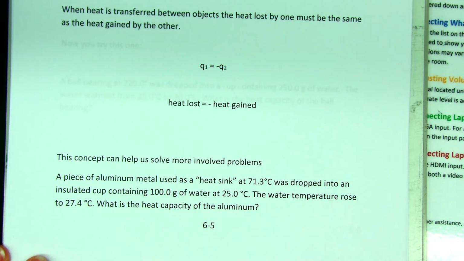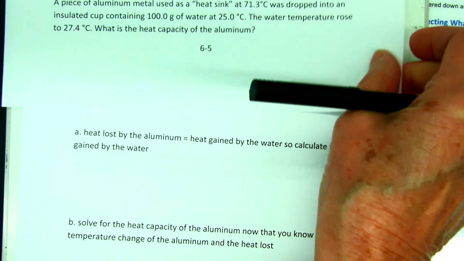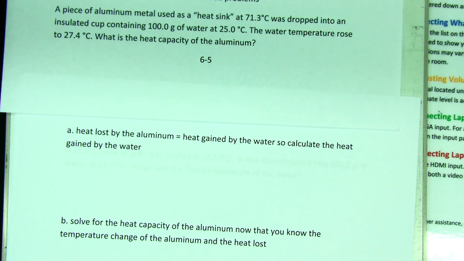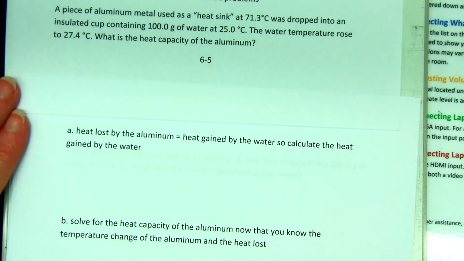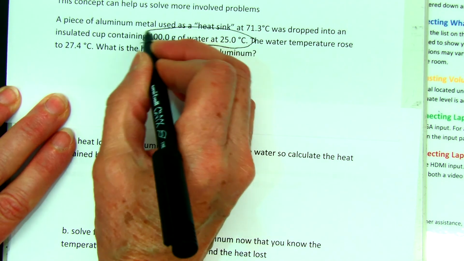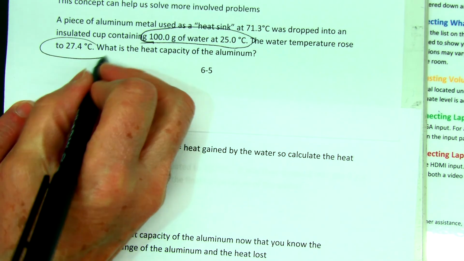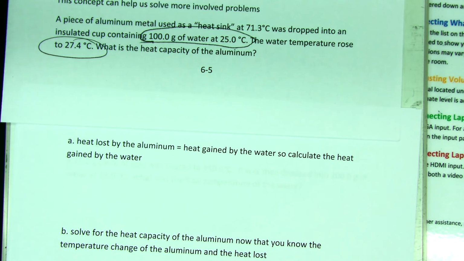Well, you think about this and you say, okay, I know the idea that the heat lost by the aluminum is equal to the heat gained by the water. So we start by calculating the heat gained by the water. We know that we have 100 grams of water and it's 25 degrees C. So I know mass and I know the temperature. I know the final temperature is 27.4, so I can calculate the temperature change. What piece of information do I need to go look up?